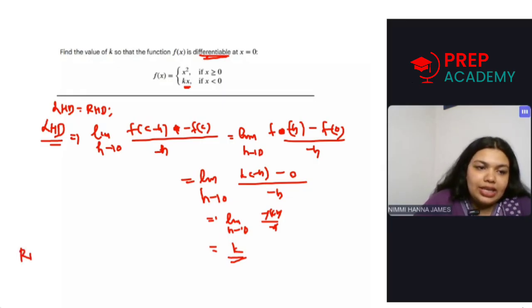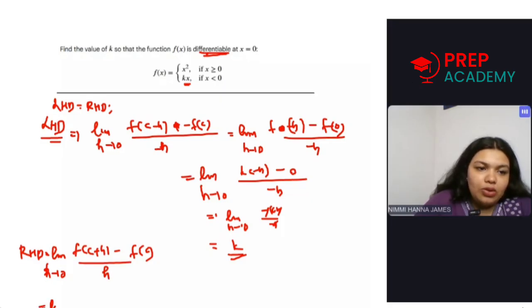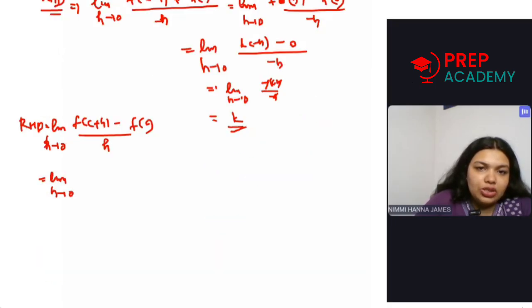And for the right hand derivative, limit h tending to 0 of f of c plus h minus f of c by h is equal to limit h tending to 0 of f of 0 plus h minus f of 0 by h. So f of 0 plus h, that is a right hand limit.